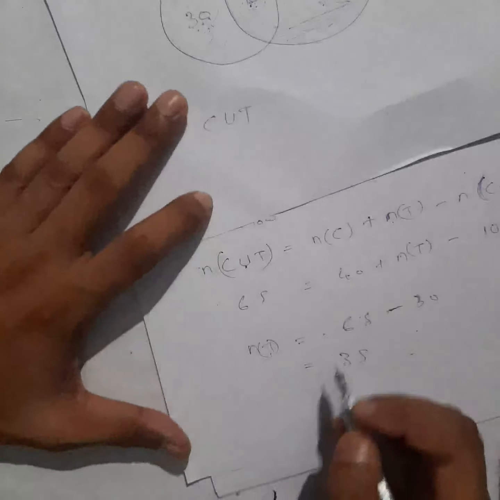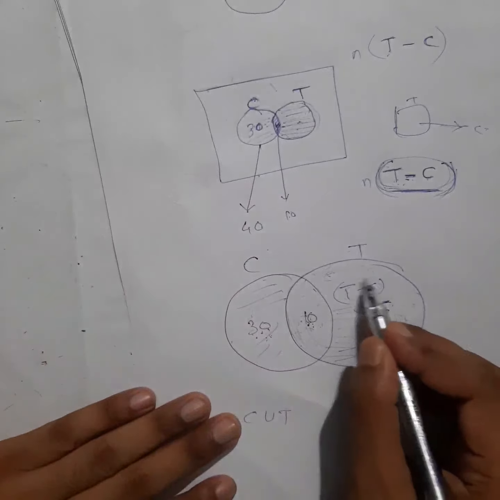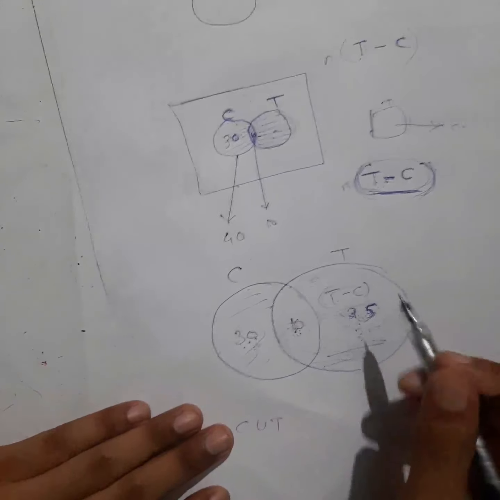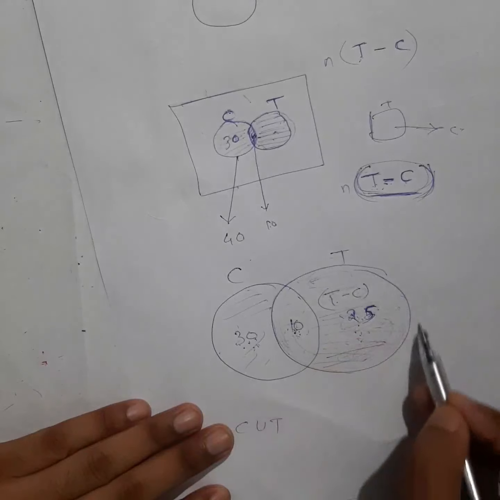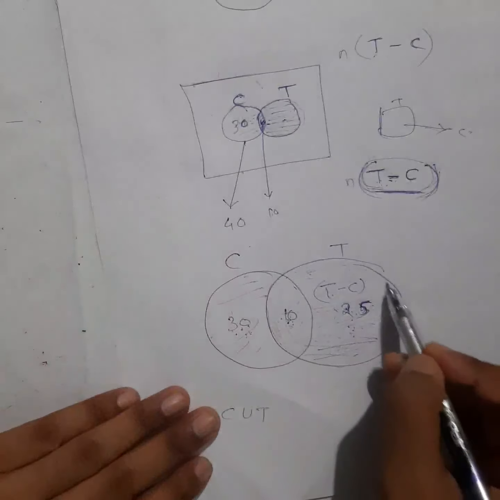25 plus 10 is 35, right? So this portion is done. Next, how will you find the number of people who like only tennis? See, from the Venn diagram only I can easily find out. Total is how we got 35 people, right?